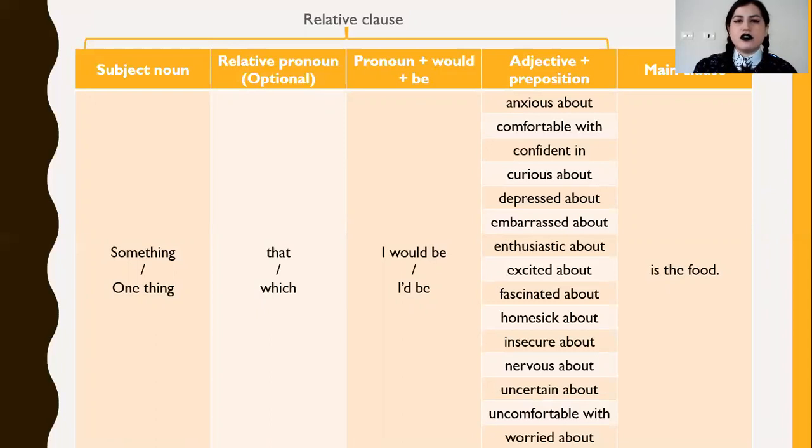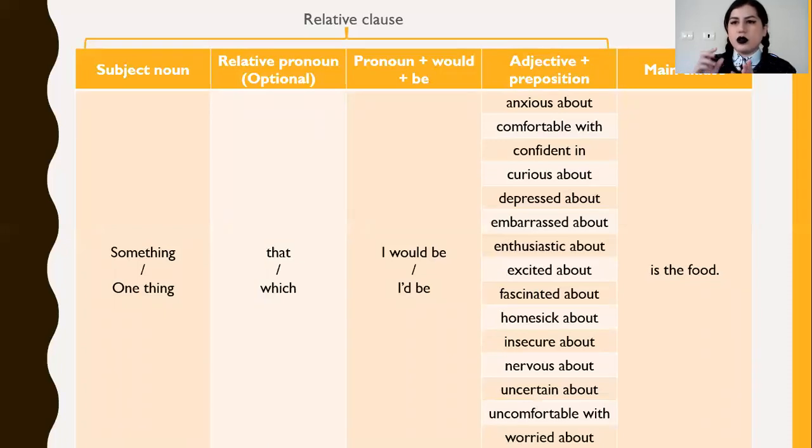Then we're going to use I would be. Be will be the verb for the relative clause. We can use other verbs, so we're going to see that later. But when we use adjectives, we are going to use the verb to be. Okay, and the adjective and the preposition. So all of this, you have to remember them. And at the end, we have the main clause.